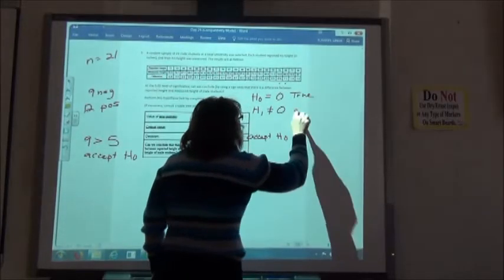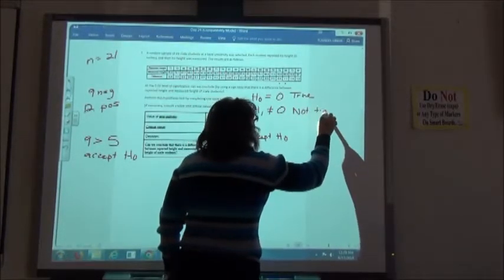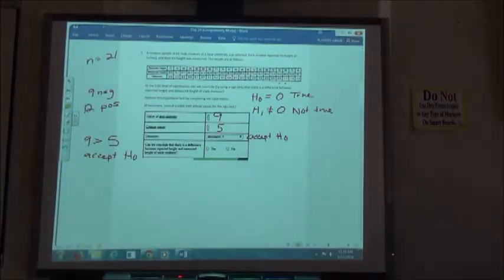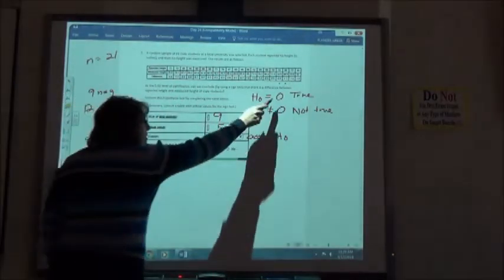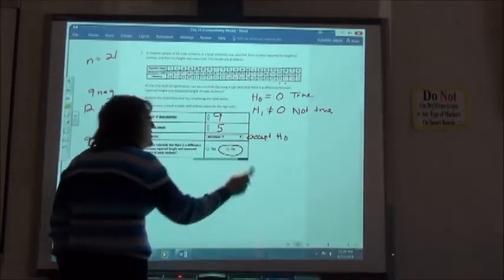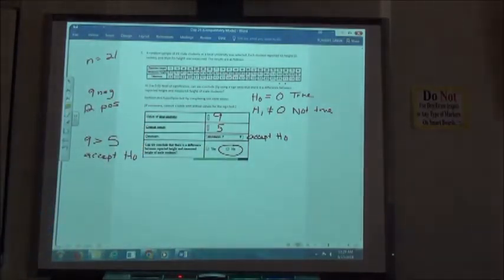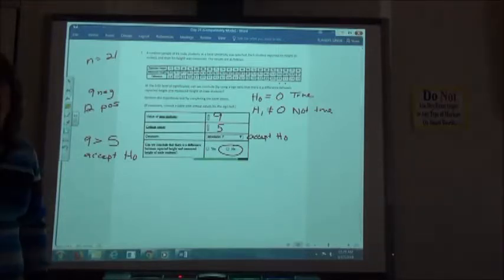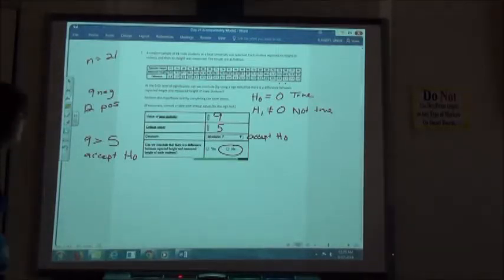This is my true statement. That one is not true. So can we conclude that there's a difference between the reported heights? No. We're saying that it is exactly equal to 0. There's not a difference between their heights, or at least not enough to say at a 5% level of significance that there's a difference. So if we're going to accept the null, we're not going to have a difference. If we reject the null, then we say, yes, there is a difference.